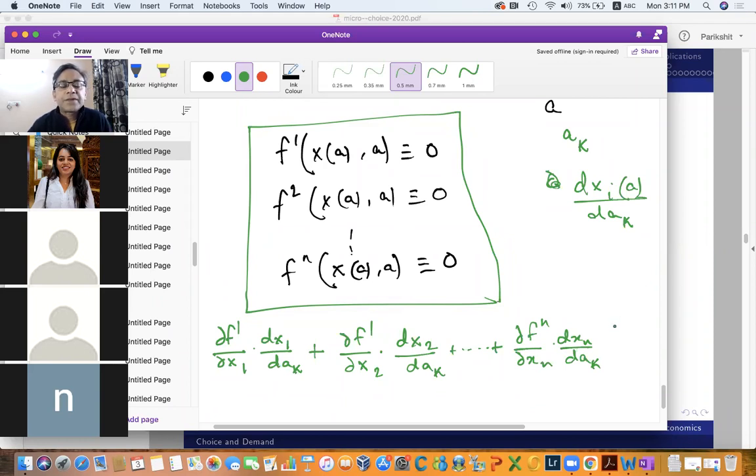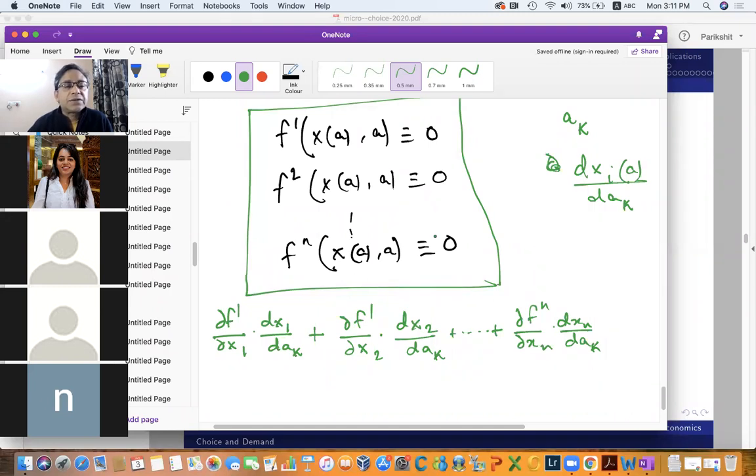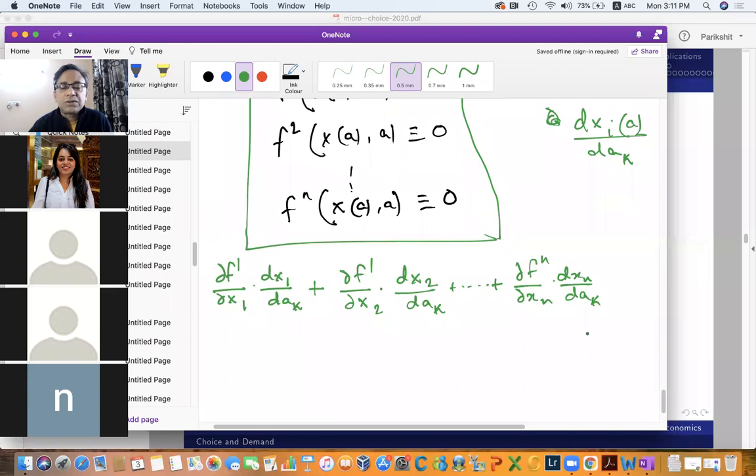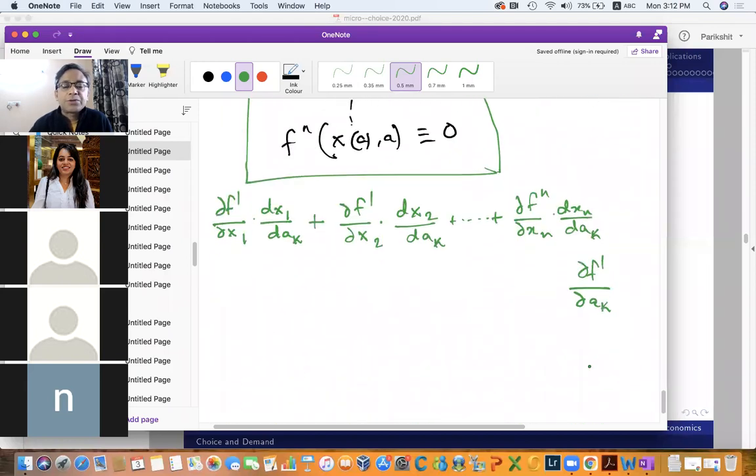Now, there's one additional term which I have missed, which is what? ak is itself an argument of this function, right? So when ak changes, it directly affects the value of the function. By how much? By the amount ∂f1/∂ak. So this last term added equals 0. So if I take this last term to the other side, I'll get a minus this.